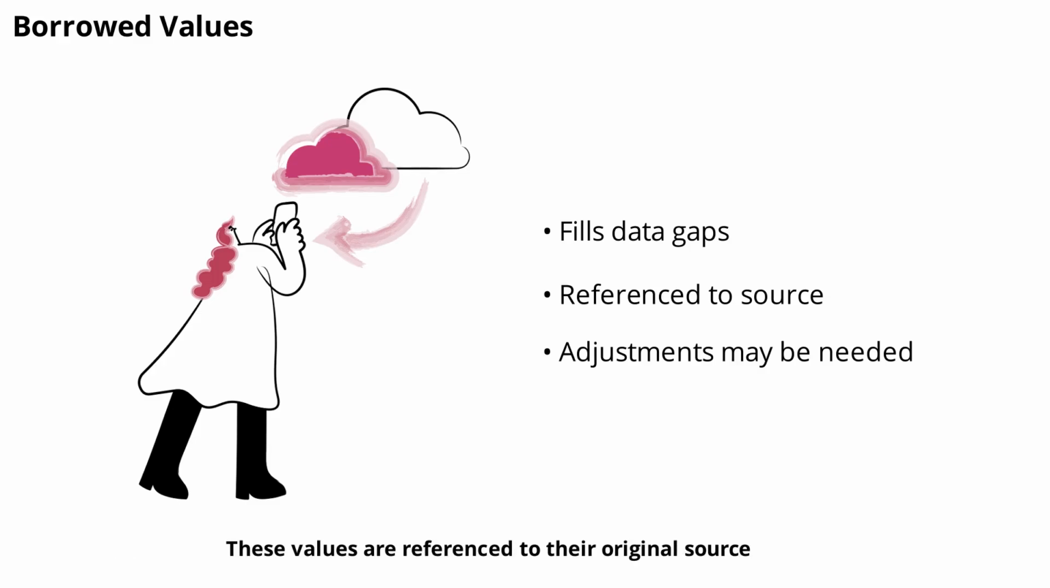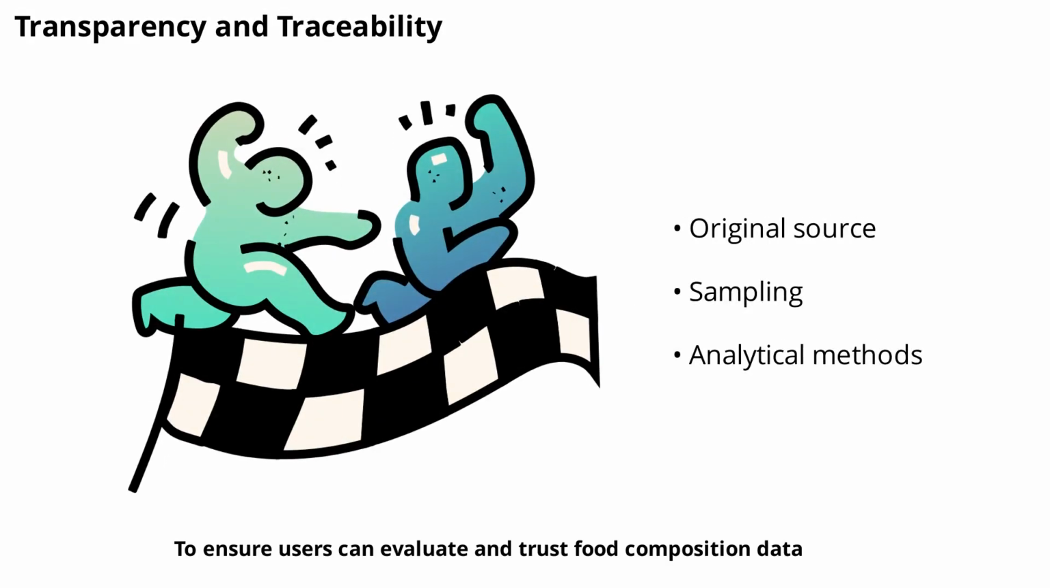These values are referenced to their original source and may be adjusted to match local food characteristics. Borrowed data helps fill gaps, especially in developing countries, but users should be aware of potential differences in food composition due to regional variations. To ensure users can evaluate and trust food composition data, published values should be traceable to their original source. Most European databases provide documentation on data sources, sampling, and analytical methods. The UK's 2015 dataset, for example, includes main data sources and years of analysis for each food. This transparency supports informed use and further research.